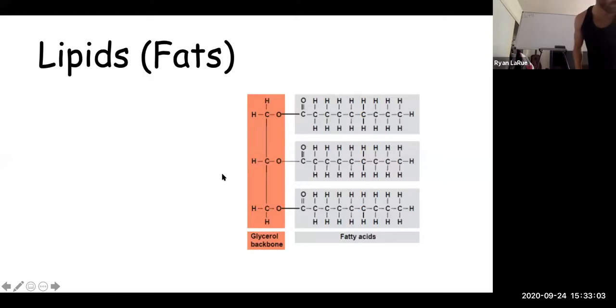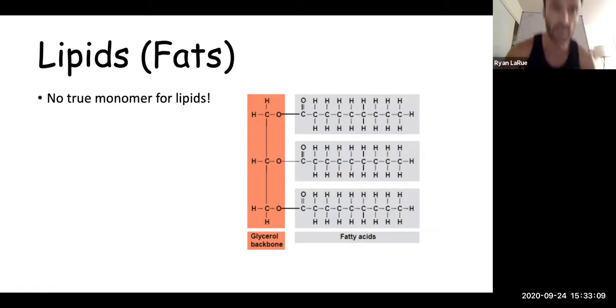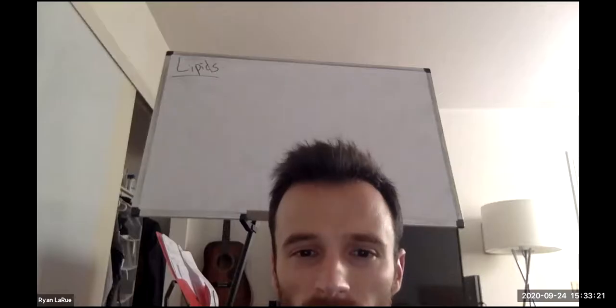Lipids. That's the first thing I wanted to put on our slide here. Hope I updated it on Canvas. I didn't used to have this bullet point, but there is no true monomer for lipids. So if I didn't update it, go ahead and write that down.